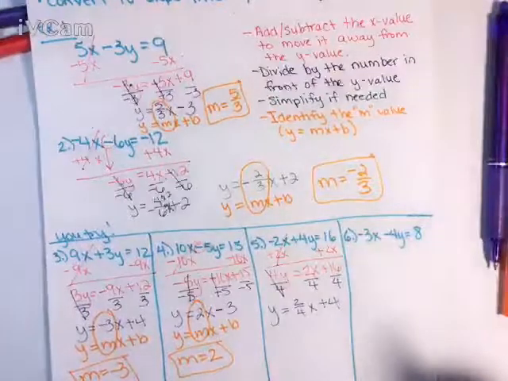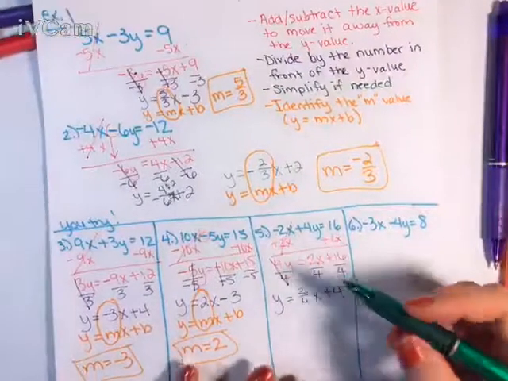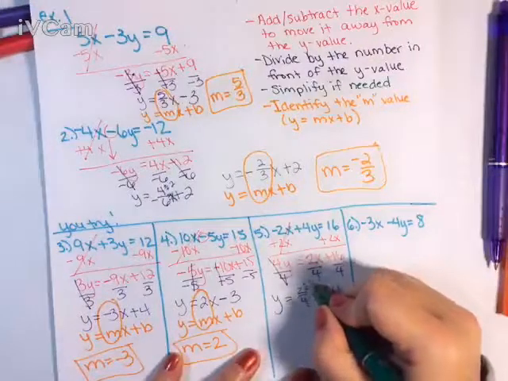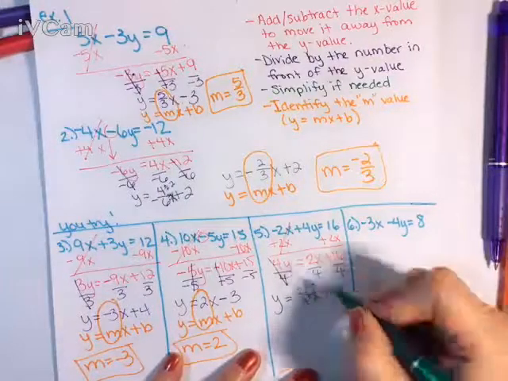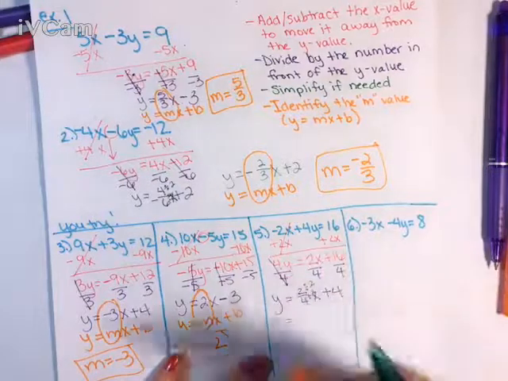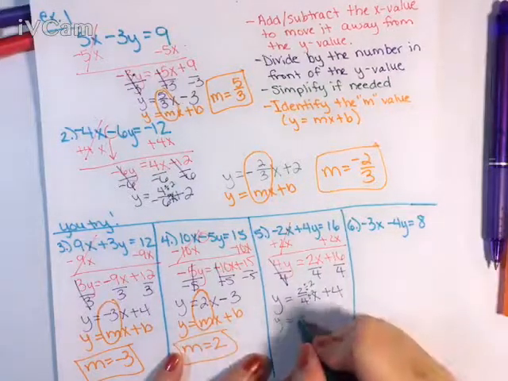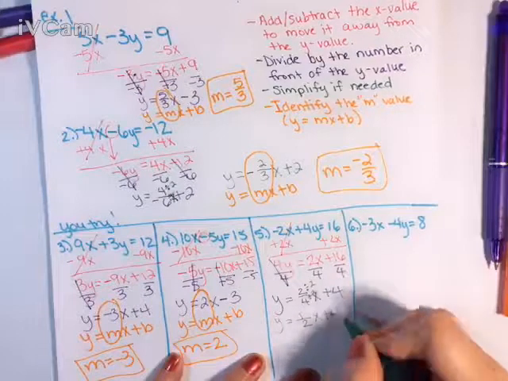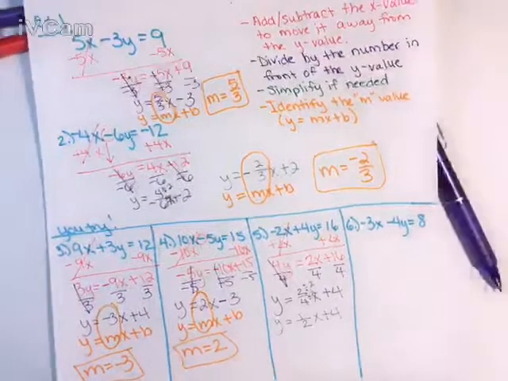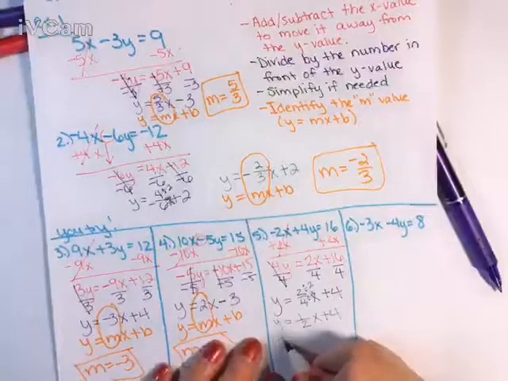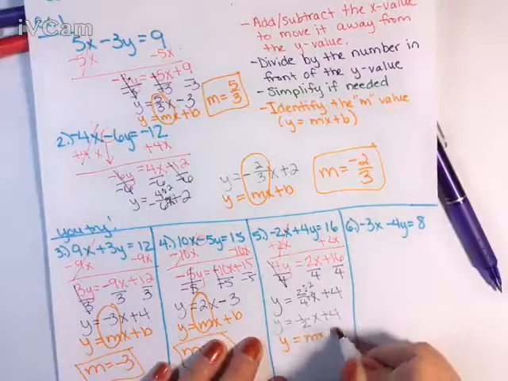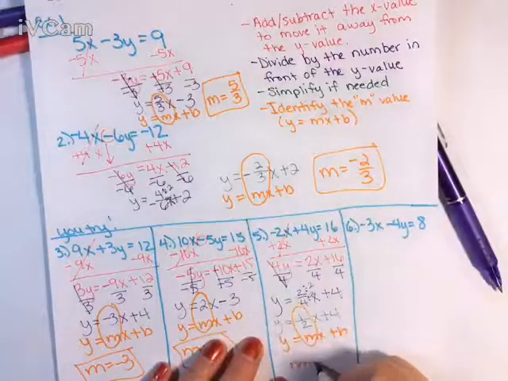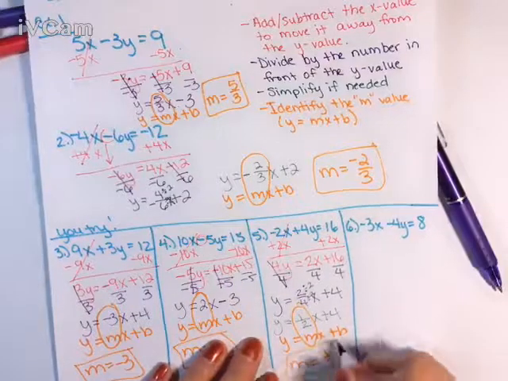I'm going to look back to see if we can simplify that fraction. So if we look at 2 and 4, we can divide them by 2. So y equals 2 divided by 2 is 1. 4 divided by 2 is 2. So x plus 4. And now it's in slope-intercept form. So y equals mx plus b. The number in front of your x, so m is equal to 1 over 2. That's your slope.